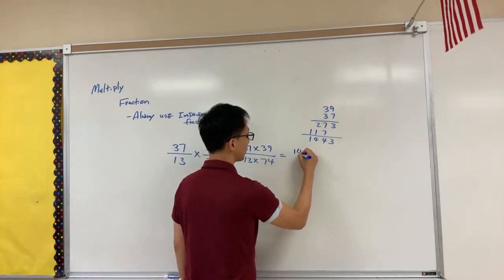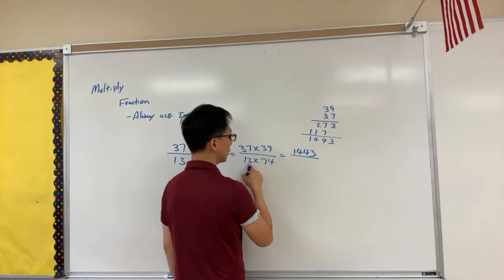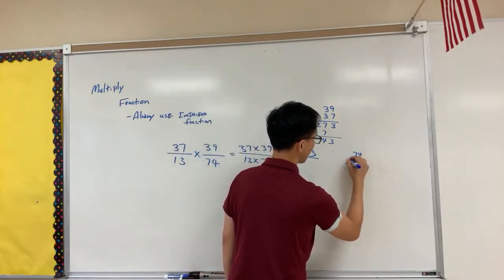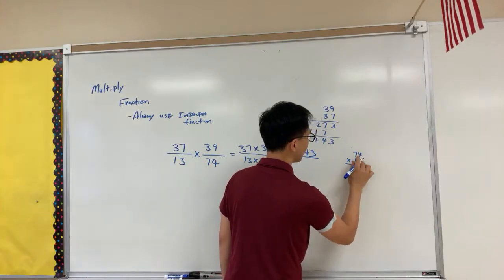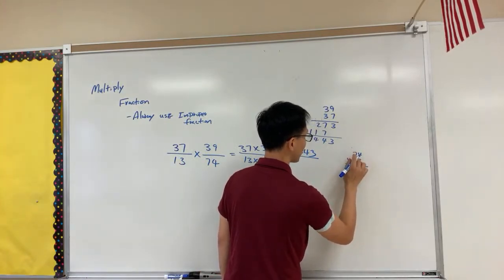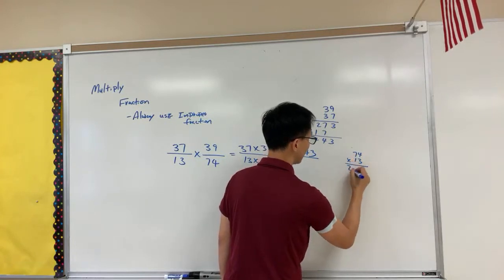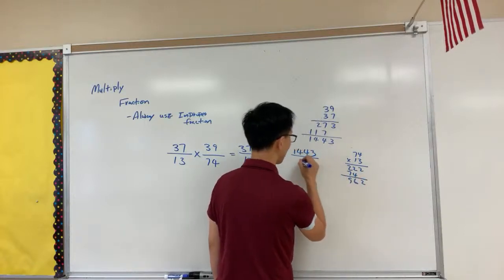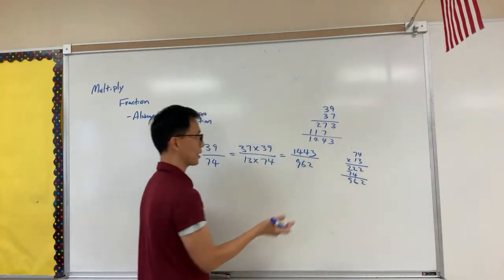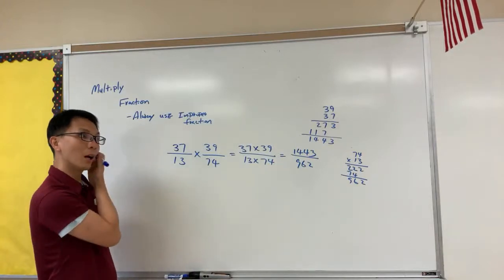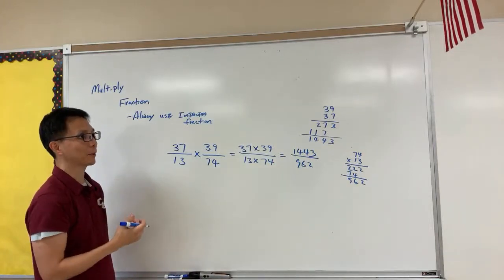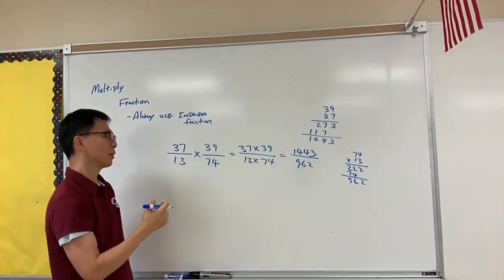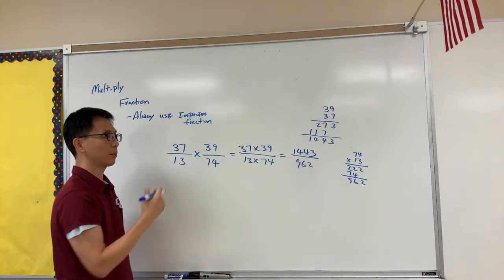So 1443 over 13 times 74. So 74 times 13, that's 3 times 4 is 12. 3 times 7 is 21. 21 plus 1 is 22. And this is 74. And 962. And this answer looks like it's a really bad number. So you say, well, isn't there an easier way to do this one? So you start thinking about whether there's any easier way to process this.